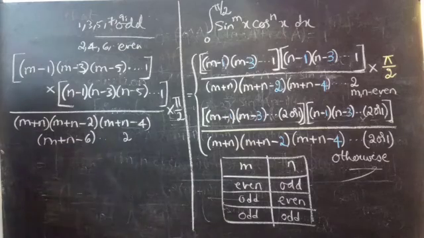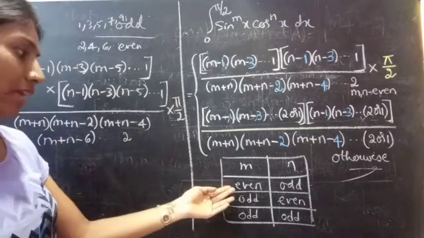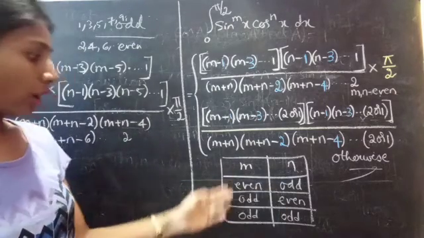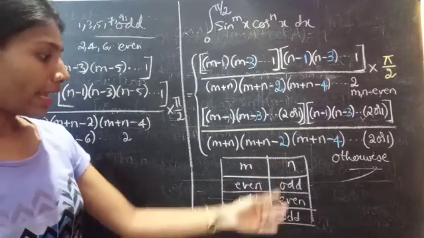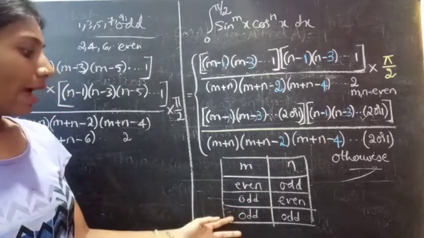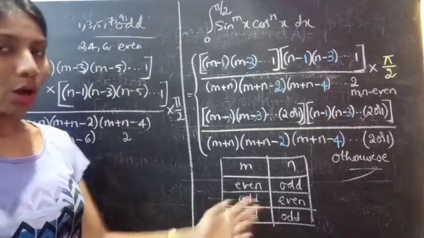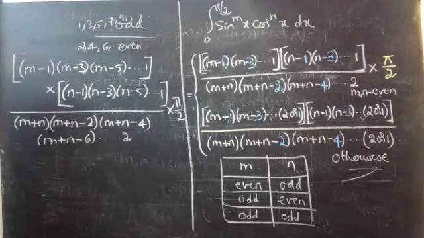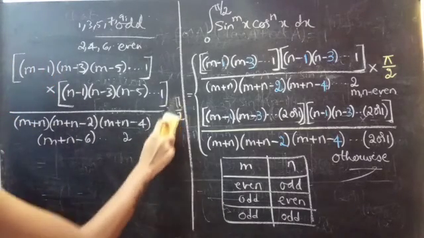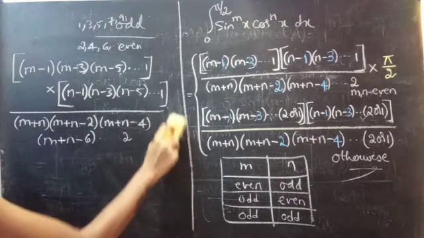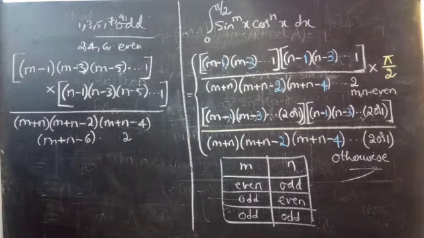Otherwise, it's when m is even and n is odd, or m is odd and n is even, or m is odd and n is odd. Then the formula remains the same but we will not include any pi by 2 here. So this is the formula.